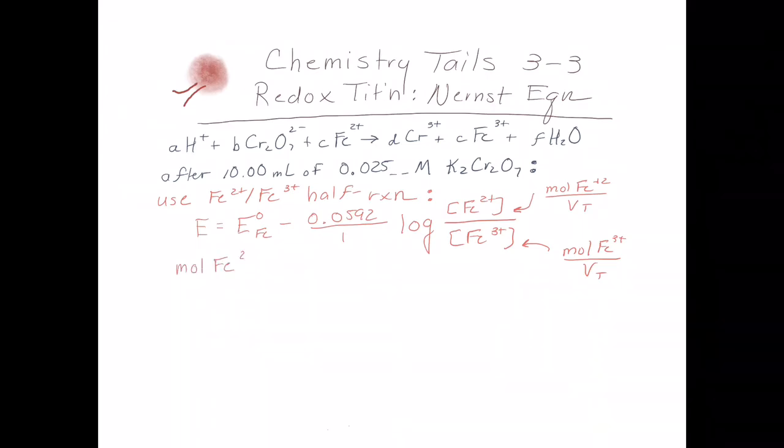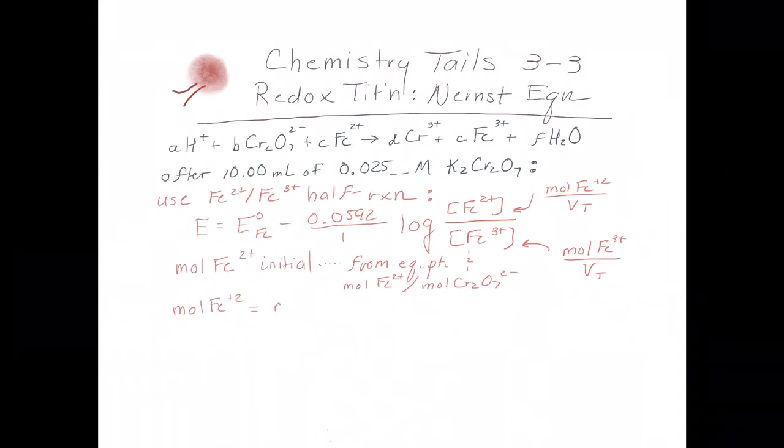To get the moles of the iron 2, we need to start with the initial number of moles we had before the reaction started. This comes from the equivalence point determination. We can convert moles of the dichromate ion to the respective moles of the iron.